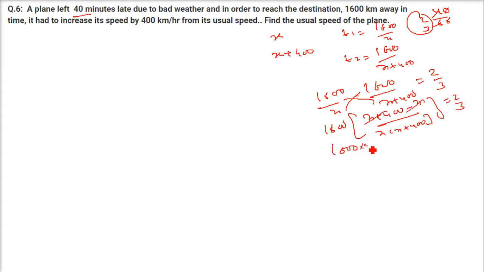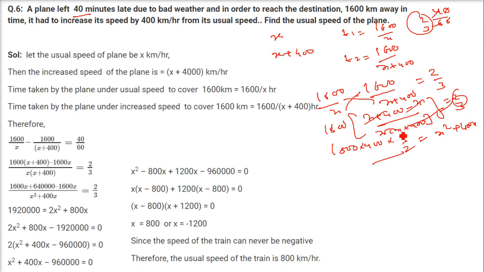This x gets cancelled. You get 1600 into 400. I am taking 2 by 3 on this side, so this will be 3 by 2. This will be x square. I am taking this in the numerator here, x square plus 400x. And this will give you what? This will be x square plus 400x, and this will be 16 into 4 into, just write it, 200. 400 divided by 2 is 200. So 3 sixes, 6 into 16, 96. And how many zeros? 1, 2, 3, 4. So I am bringing it here: x square plus 400x minus 96, and 4 zeros.